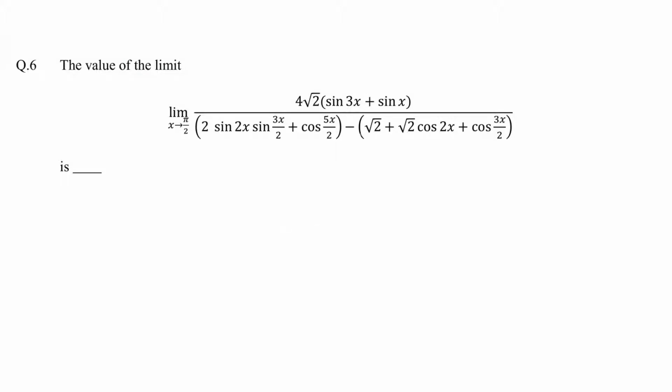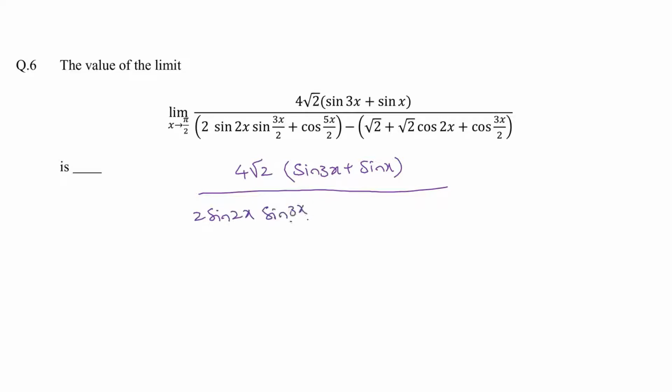One thing that you can observe here is that in the numerator we have 4 root 2 (sine 3x plus sine x). In the denominator, we can do different clubbing. Don't touch this term here, let it be like that: 2 sine 2x and sine 3x by 2 plus cos 5x by 2. And from the second bracket, I'm going to pick up minus cos 3x by 2.